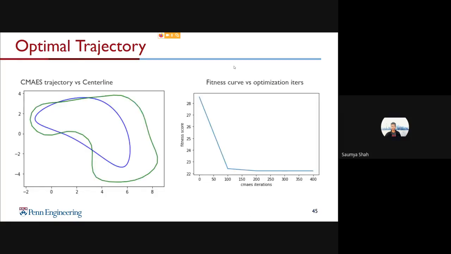Next slide. So this was the CMA-ES trajectory that was generated versus the center line on the left. You can see it's much shorter than the center line itself, and the fitness curves on the right denote the fitness score versus the CMA-ES iterations. It reduces by a lot in the beginning, and then just fine tunes itself to get a better time. Next slide.